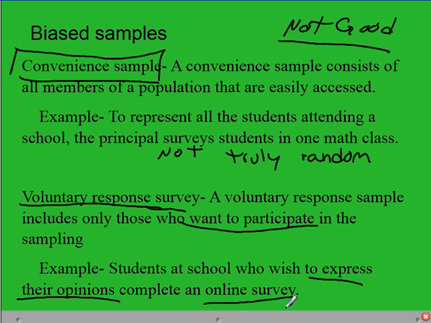There might be lots of kids in the school who are perfectly fine with the food that we have at the school. They don't mind it whatsoever, so they don't really have any reason to go and do the online survey. But perhaps the students who hate the school food would have a reason to do the online survey. That would actually give us biased information. We do not want bias.